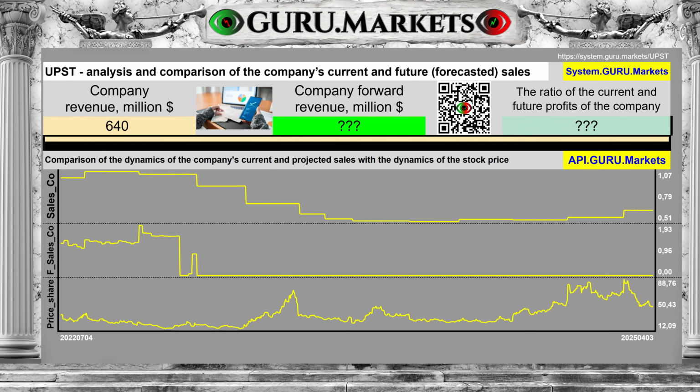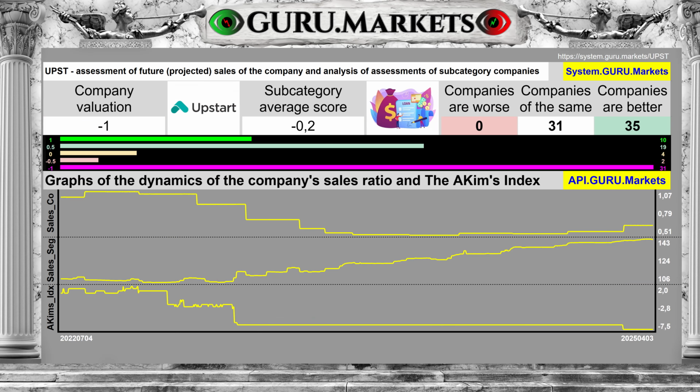Revenue for the last 12 months was $640 million. Future revenue for the next 12 months is unknown, which is extremely bad for the company's prospects. Assessment of expected future sales indicators in comparison with indicators in the subcategory: bad, minus 1 point.